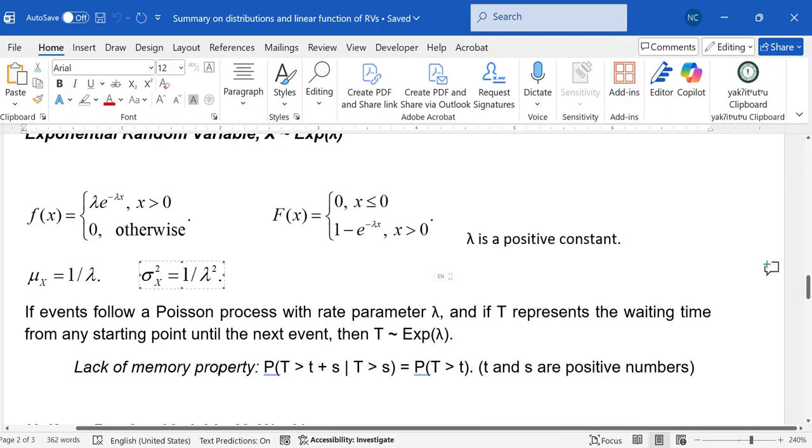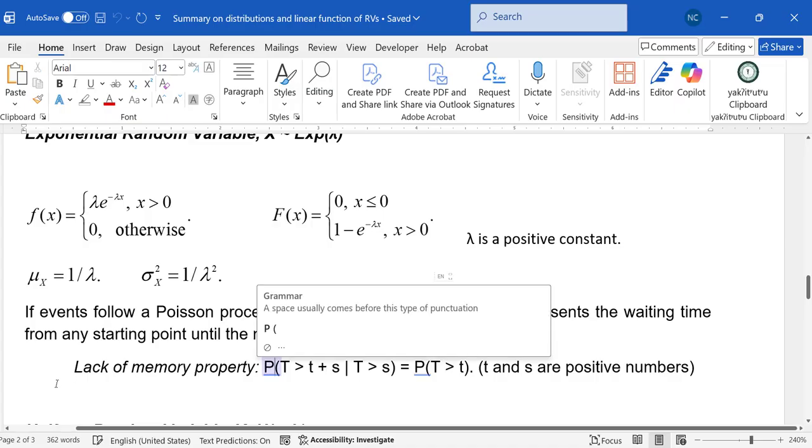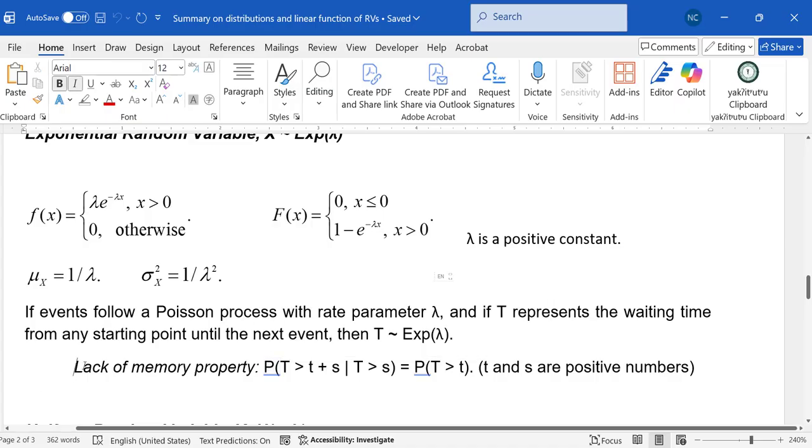For the lack of memory property, you remember our example. If you already waited 10 minutes, what's the probability that it happens in the next minute? It has nothing to do with how long you waited. You count the time just from now until it happens. That's the x. That's the meaning of lack of memory.